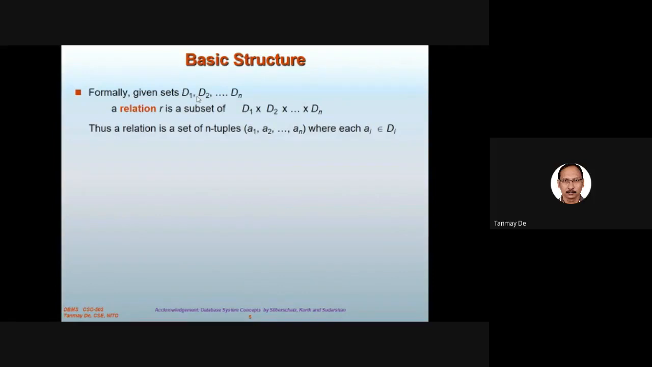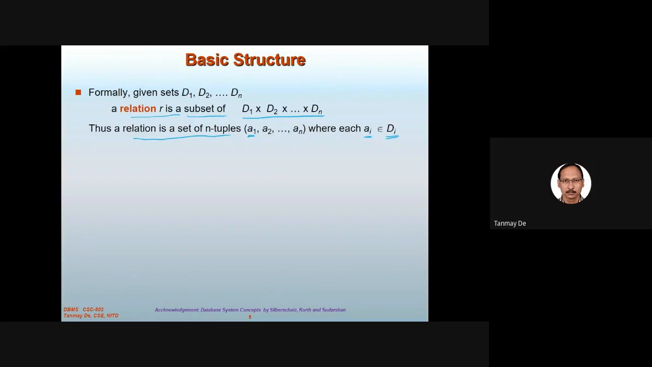Formally, a relation R is a subset of D1 × D2 × D3 up to Dn. Here the relation is a set of n-tuples, where each value ai comes from the domain Di.